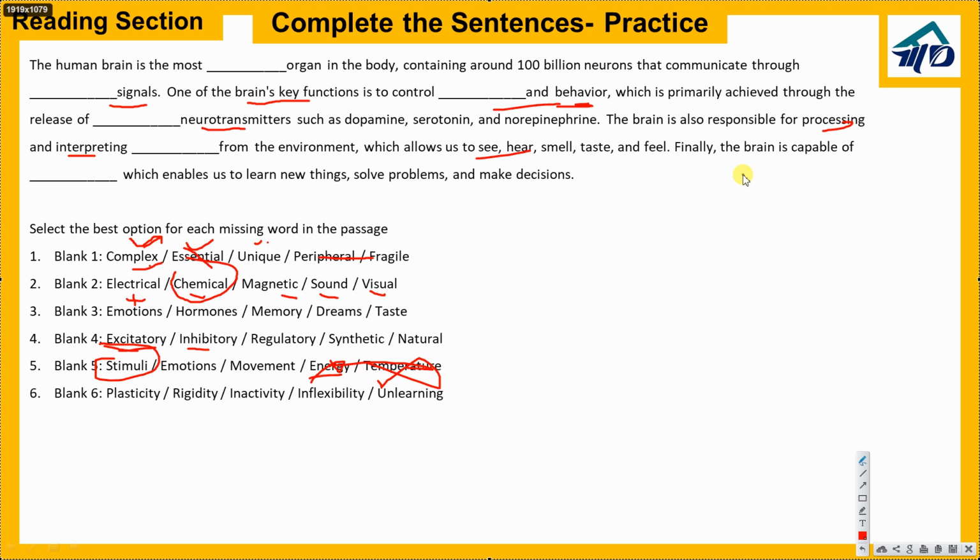And finally, the brain is capable of dash, which enables us to learn new things. Plasticity, it is a positive word. You know the definition of plasticity? Something which is regaining its shape, coming back to its original shape. Then rigidity, very rigid. If it is rigid, then it won't be doing these things. If it is inactive, it won't. If it is inflexible, no, it can't do these things. Unlearning doesn't fit here. So all these are kind of negative words for me. I'll go for plasticity only.